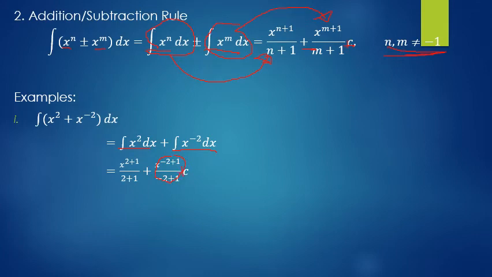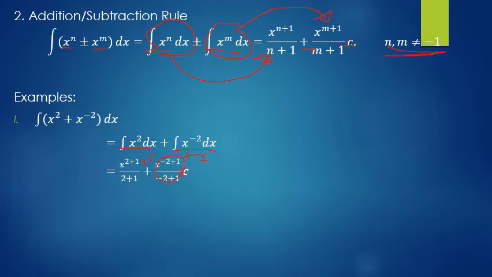1 plus c. Now notice that I only put a single plus c in here, because what we will be getting, this is plus a constant, and then here another constant, but a constant plus another constant is just another constant.